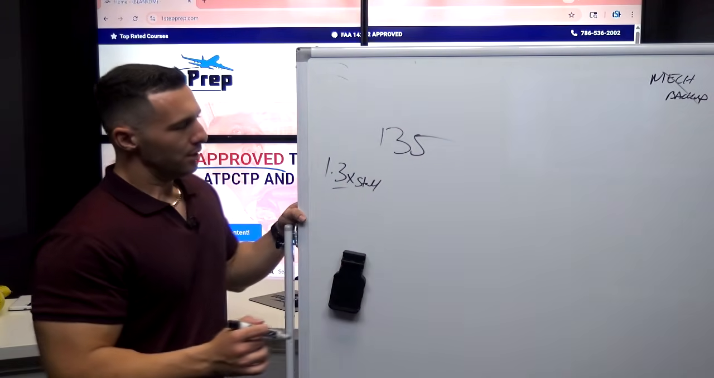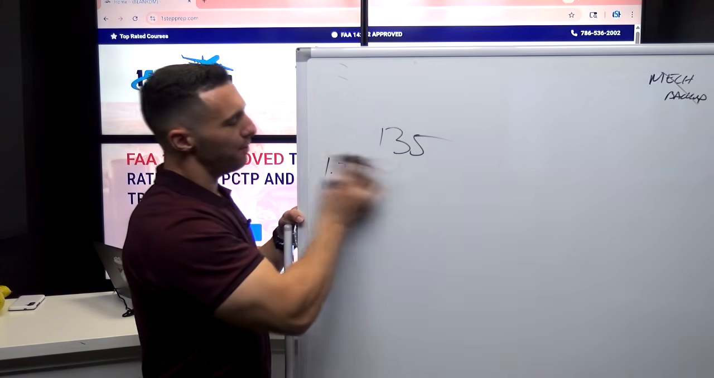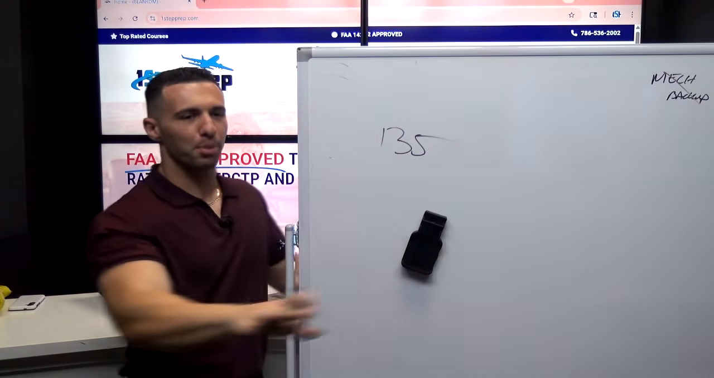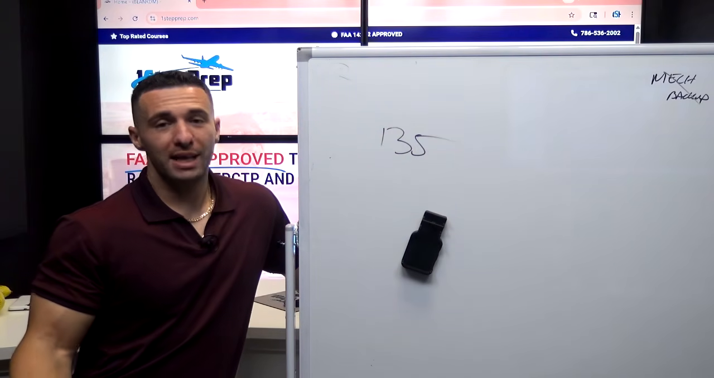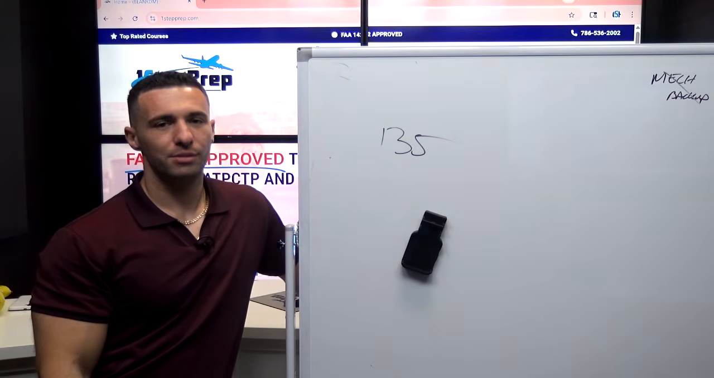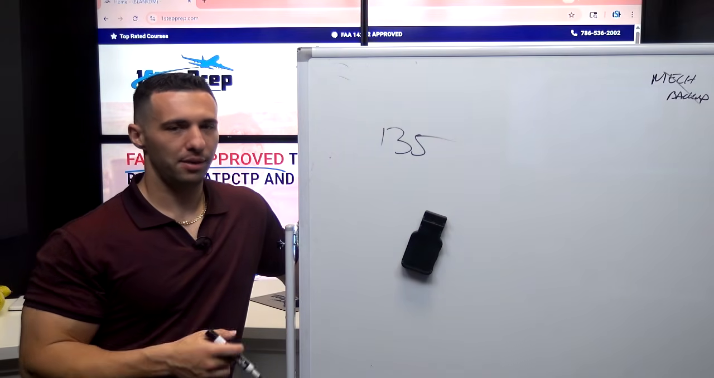So anyway, the point is that, let's say it's 135, right? This is what you see in the perf approach page. But it doesn't account for really anything in terms of G-load that you're pulling or any configuration in your bank or anything like that, right?